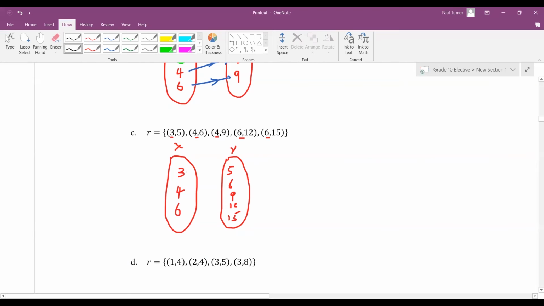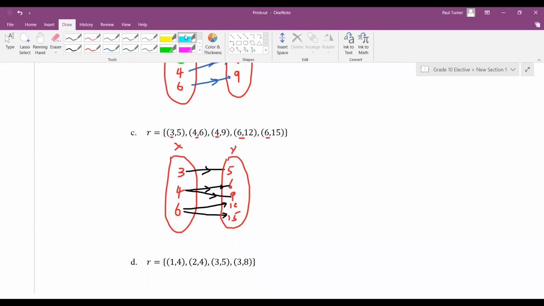So 3 to 5, 4 to 6, 4 to 9, 6 to 12, and 6 to 15. So can anyone tell me what mapping that is? What's the name of that mapping?